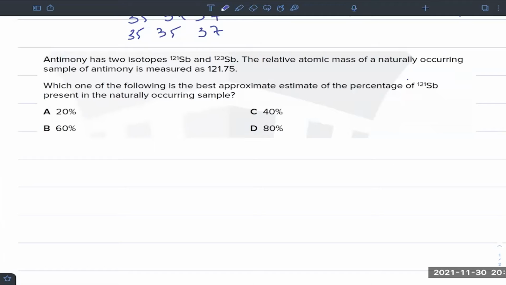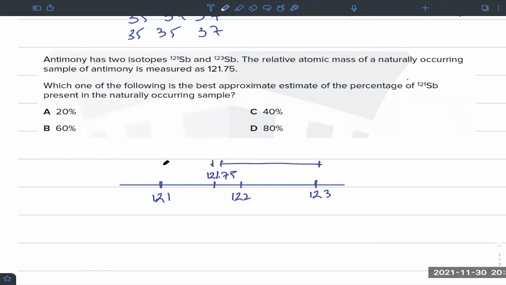So here's the thing. There are multiple ways of doing this, but what you have to remember is that if you look at the number line, this is the easiest way I've found for this. So on the number line, you have 121 here, and the other is 123. So let me divide this. So this is 122, and your average is coming out to be 121.75. Now look at the distances.